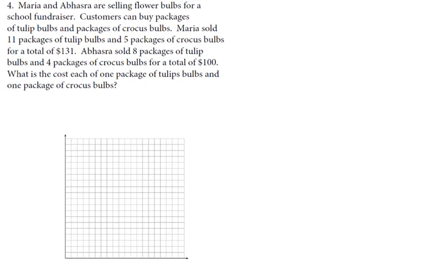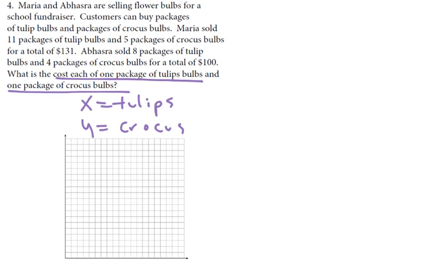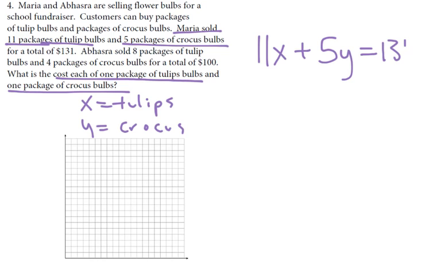Okay, so let's take a look at this one. So once again, we've got 2 people. They're selling stuff. We want to find the cost of 1 package of tulip bulbs and the cost of crocus. So we'll call X tulips, the cost, and Y crocus, the cost. So we set our equation. Maria sold 11 tulips. So tulip is X. If we knew the cost of the tulips, we'd go 11 times that cost. We don't know the cost, so we'd put X. 5 packages of the crocus, so 5 times the cost, which would be Y. Add them together, that should equal 131.